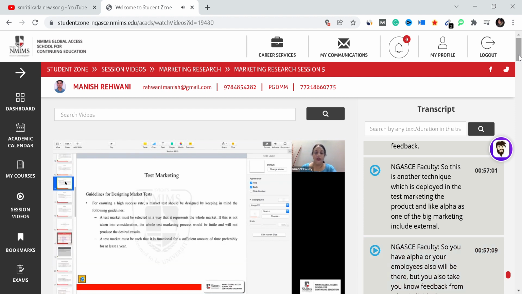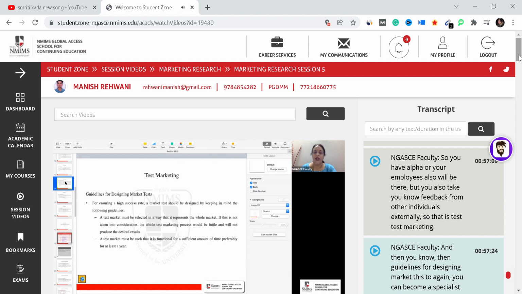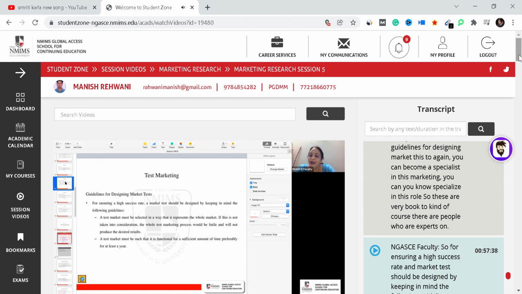And then, guidelines for designing market testing. You can become a specialist in test marketing. You can specialize in these roles. These are all very boutique kind of roles, and there are people who are experts in them. So for ensuring a high success rate, a market test should be designed by keeping in mind the following guidelines.